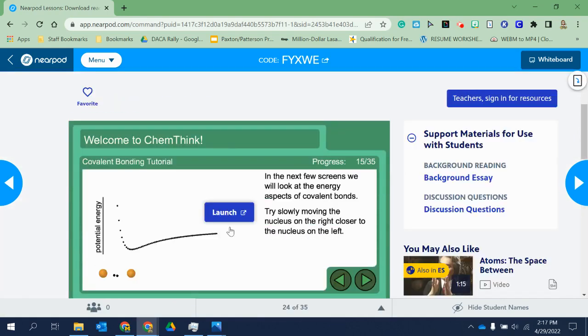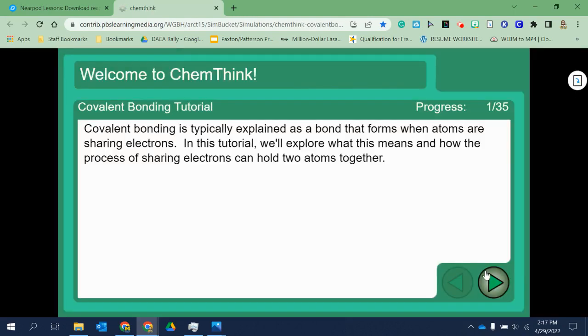All right, and just to illustrate that, covalent bonding is usually explained as atoms sharing electrons. But we're going to see in this tutorial that that's not exactly what happens, but it's close enough for us to be able to explain it like that, right? Sharing electrons can hold two atoms together.